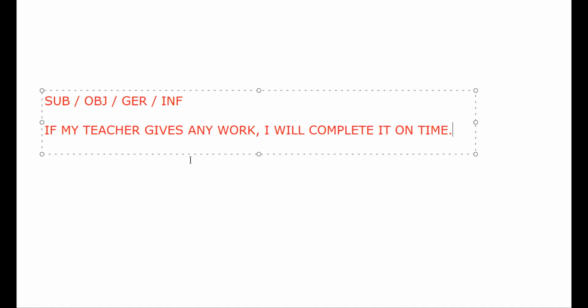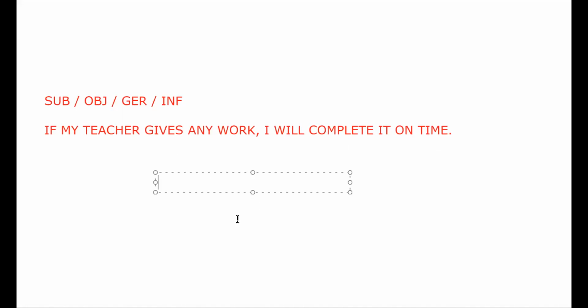What phrases do you have? Always start from the verb. So this is only a single word, it's not a phrase. Oh, my teacher. My teacher is a subject phrase. My teacher gives what? Any work. So this is the object phrase of this verb. Will complete, oh, a verb phrase. Now remember the preposition. So this is another one. This is also called a phrase, a prepositional phrase. Okay, fine.